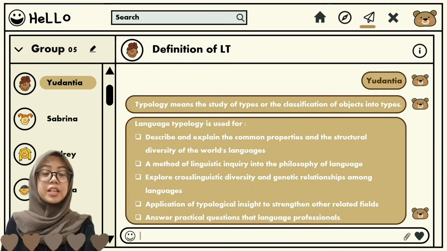Fourth, application of typological insight to strengthen other related fields, such as intercultural and cross-cultural communication, translation, and language learning and teaching. And lastly, language typology is used for answering practical questions that language professionals, like translators, interpreters, and forensic linguists face on a day-to-day basis.